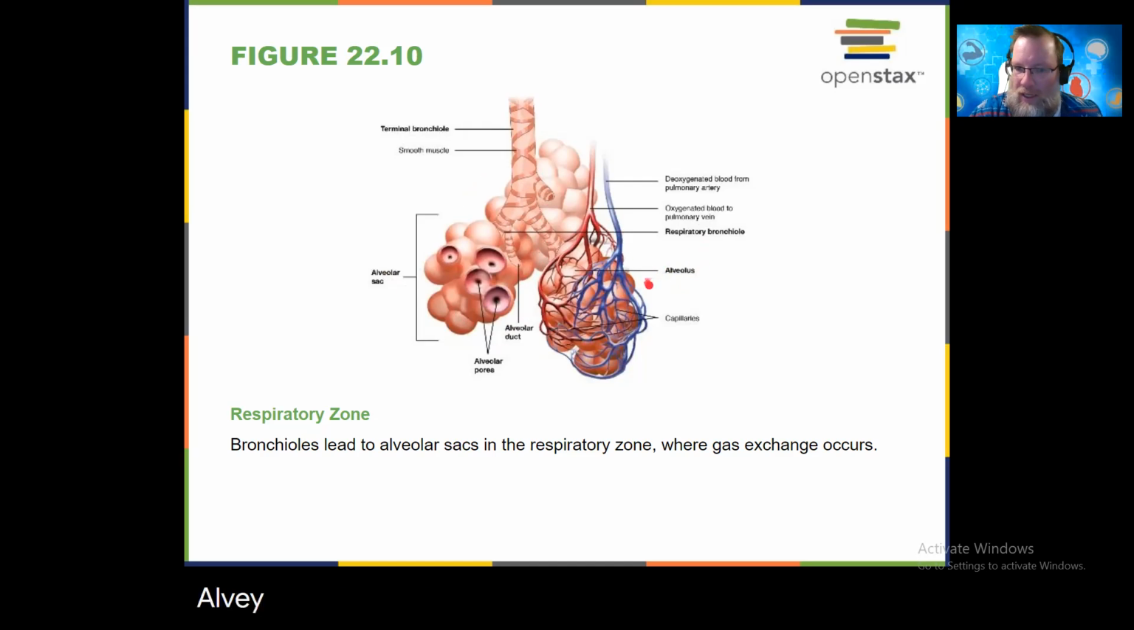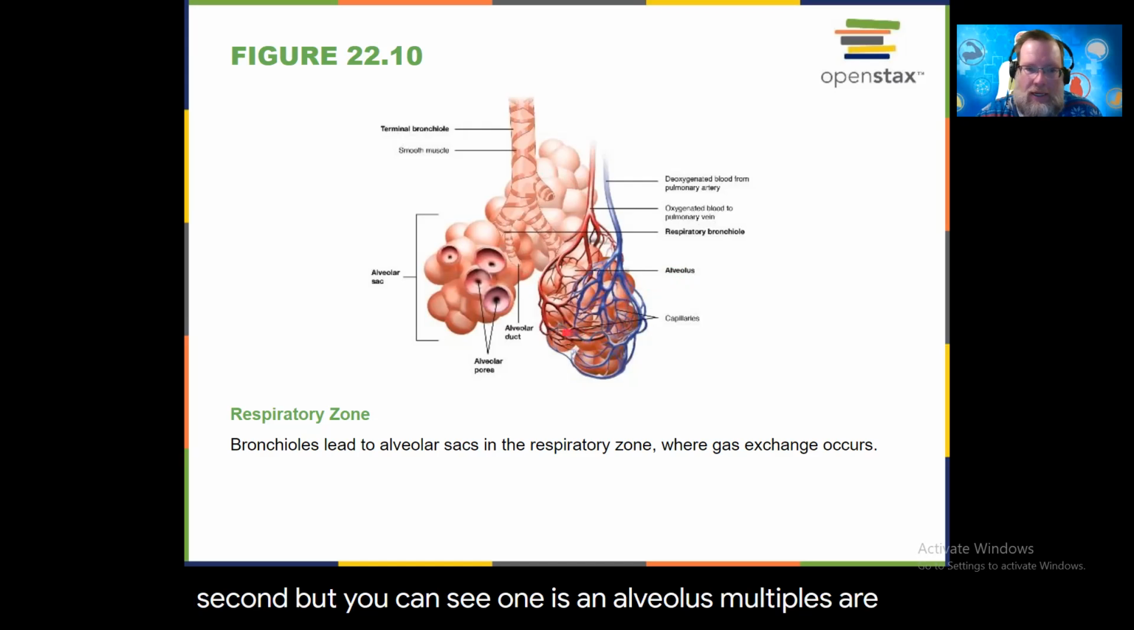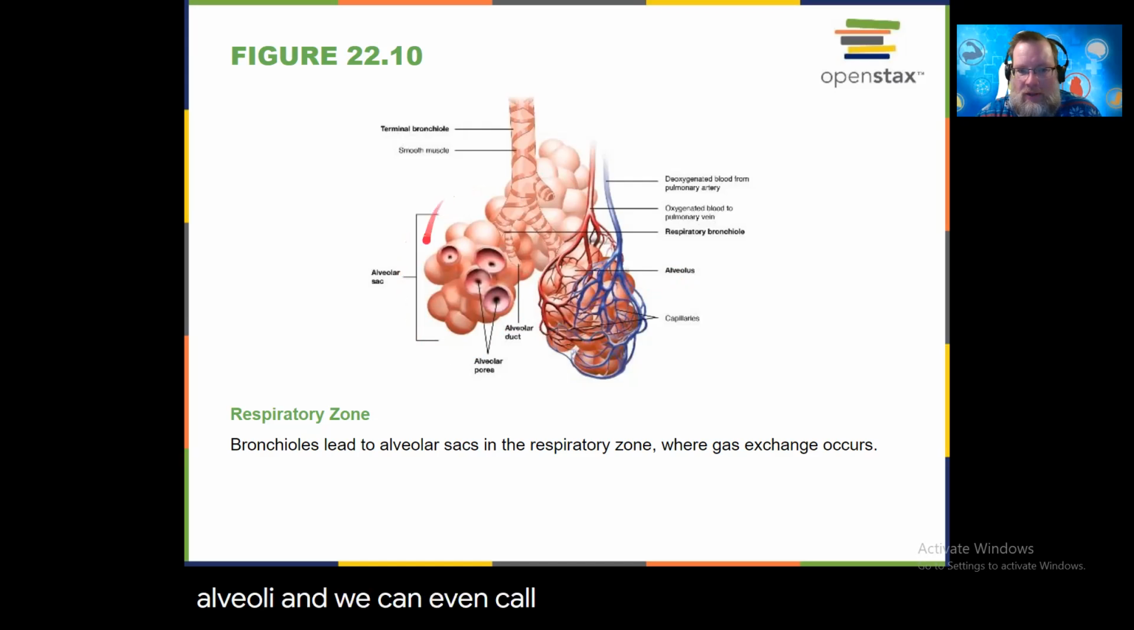Alveoli. So we'll look at those in more detail in a second. But you can see one is an alveolus, multiples are alveoli, and we can even call the entire thing an alveolar sac. That's kind of surrounding them. There are little pores and ducts. And the idea is this is where all the air that you're bringing in ends. Terminal bronchiole. So the respiratory tract terminates into these alveolar sacs.